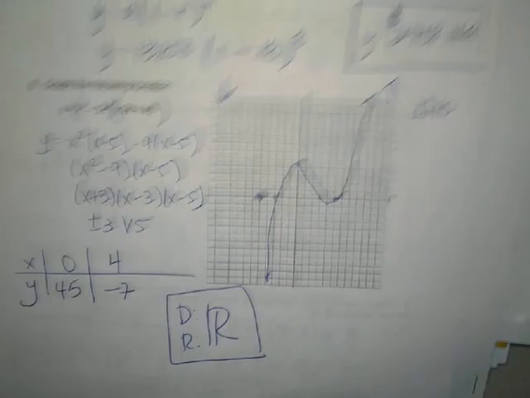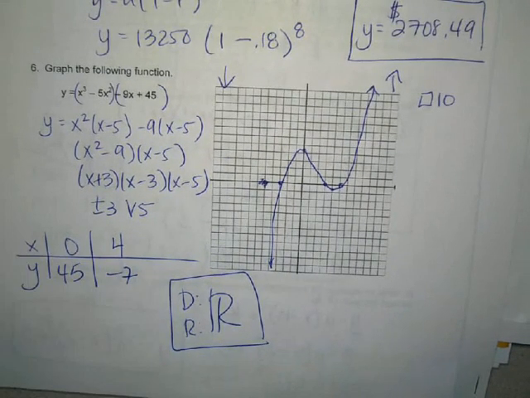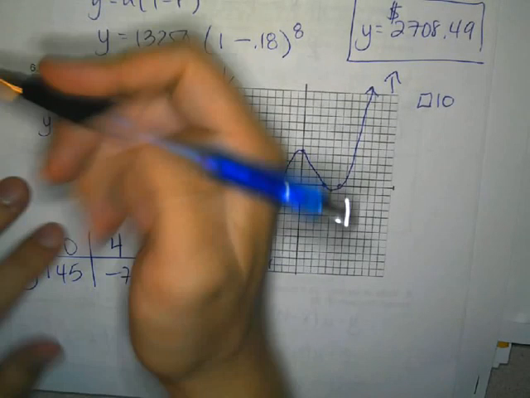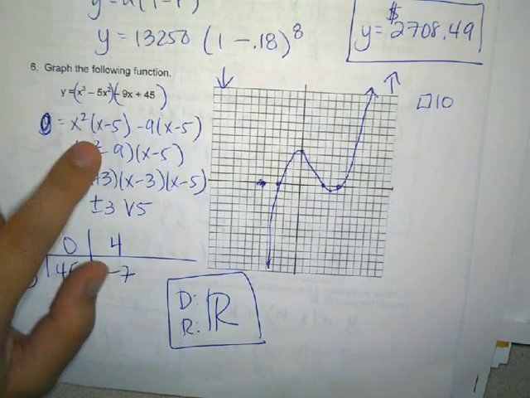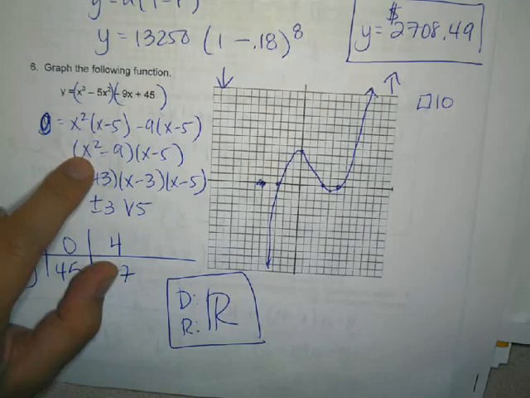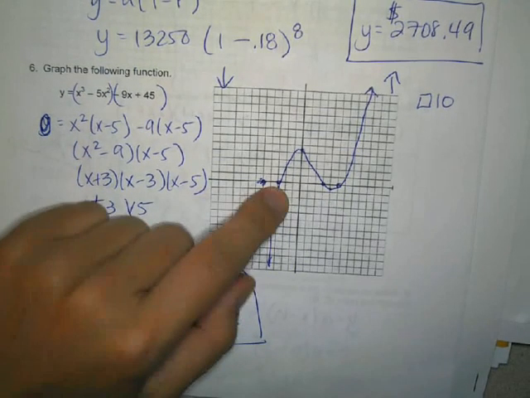Okay, for number 6, to graph this function, we're going to start by finding the x-intercepts, which we set this equal to 0, technically. And you factor by grouping. So we factor by grouping, this breaks down one more time. You end up getting plus or minus 3 and 5 as your x-intercept, so I plotted those first.